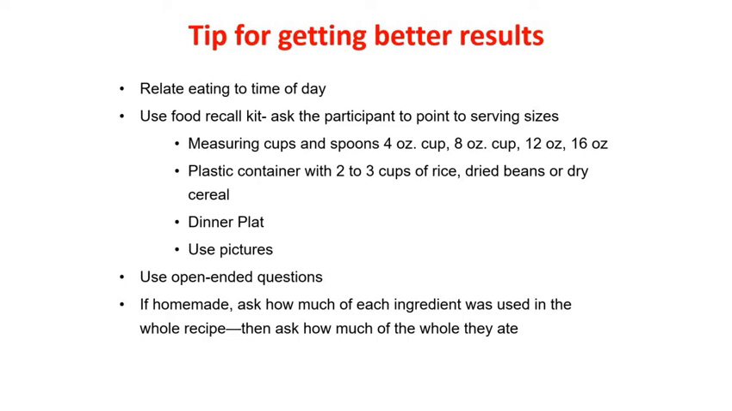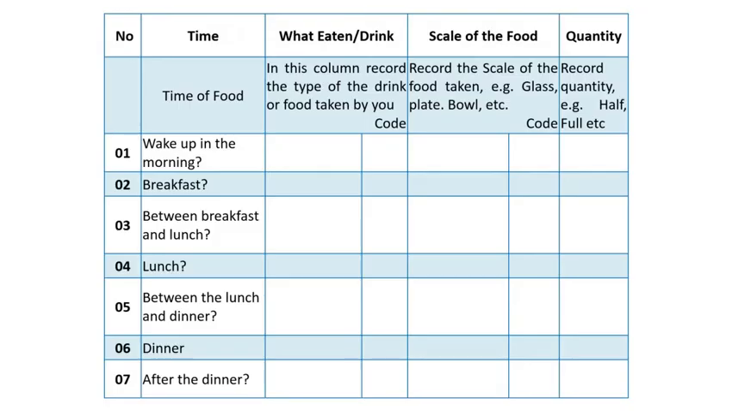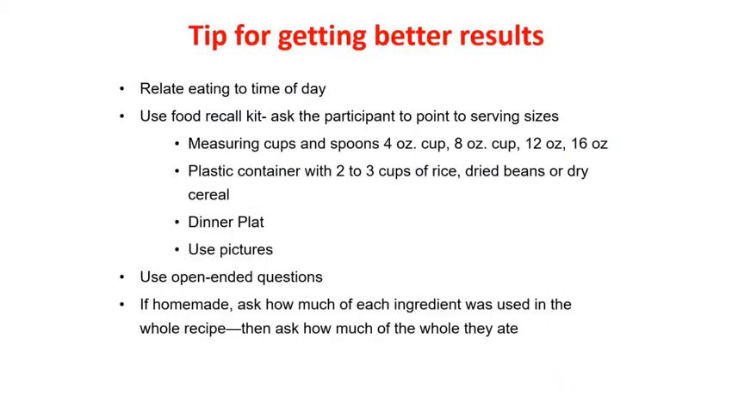What are the tips for getting better results? We relate eating to the time of the day, as I discussed, from wake up time, breakfast, lunch, dinner, and between the 2 meals. We do not ask the direct question, but we ask questions according to the timings. Then use a food recall kit. Ask the participant to point to serving size. For this, we can show pictures to the participant, or we can have measuring cups and spoons, plastic containers, and a dinner plate, so he can relate his serving size with the plate or glass we have.